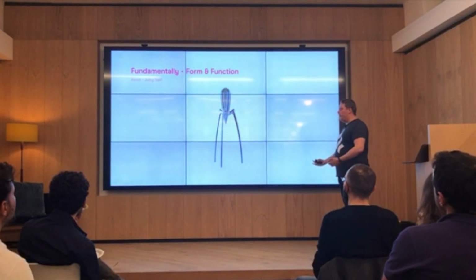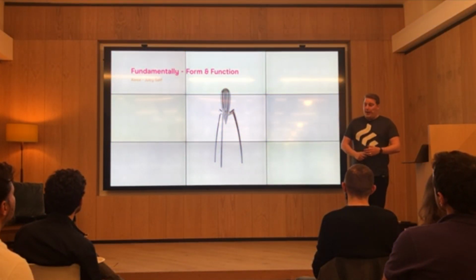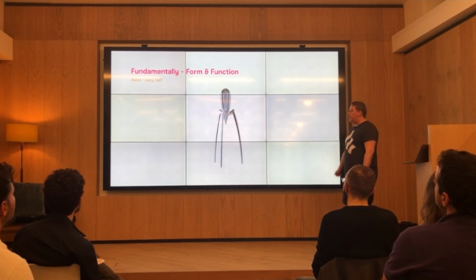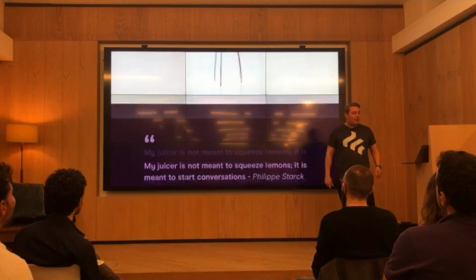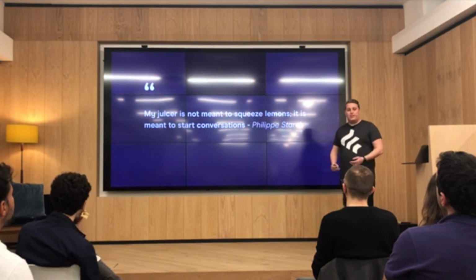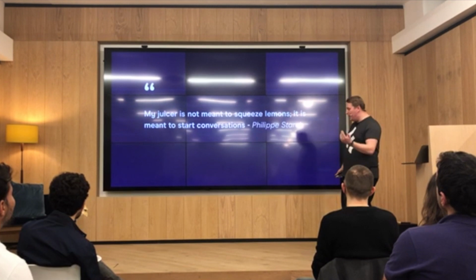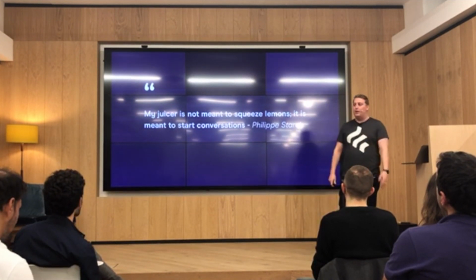This is a classic example of form. So this is the Alessi Juicy. I'm not sure if anyone's familiar, but it was famously made to be very striking, very aesthetically pleasing, but absolutely crap at squeezing lemons. And its creator, Philippe Starck, actually said, "My juicer isn't meant to squeeze lemons, it's actually meant to start conversations." So that's a classic example of function following form.